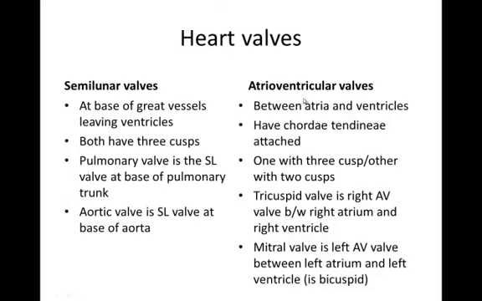The atrioventricular valves, one of them is tricuspid. It has 3 cusps, and the other one is a bicuspid valve, has 2 cusps. The tricuspid valve is on the right side, and it's between the right atrium and the right ventricle. And the bicuspid valve is called the mitral valve. It's on the left side between the left atrium and the left ventricle. These are the valves that have the chordae tendineae.